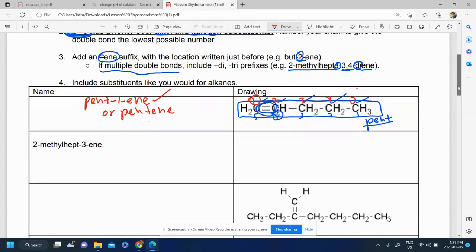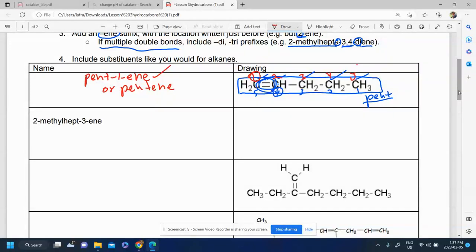So let's go ahead and try another example, but this time we're going to draw one out from a name. So we have 2-methyl hept-3-ene. Nothing is really different there. You start off by drawing your parent chain length. So it's hept. That means 7. So 1, 2, 3, 4, 5, 6, 7. And you can count from any direction that you want.